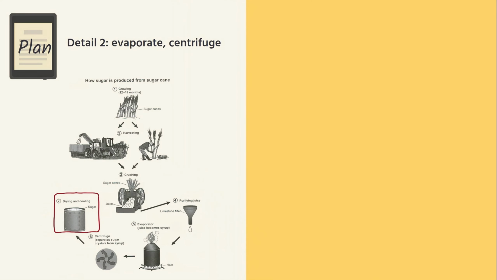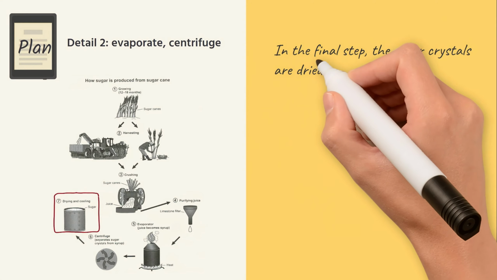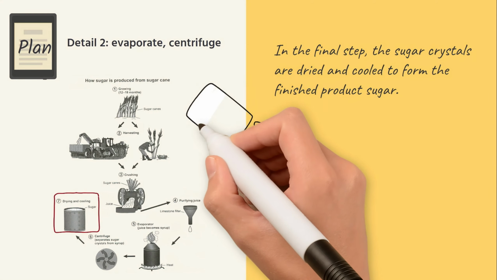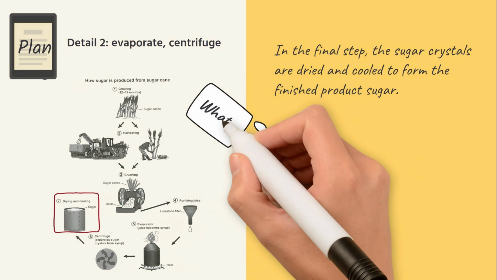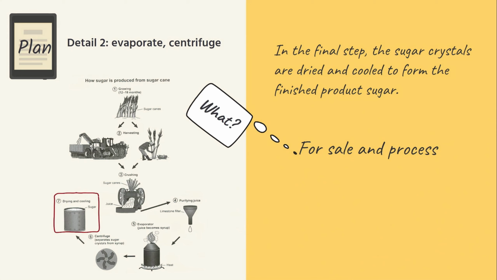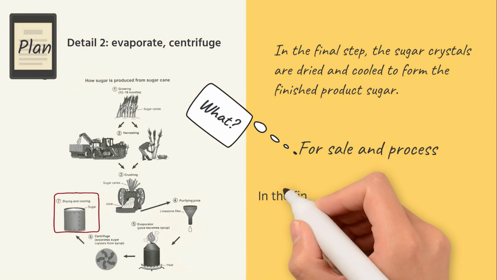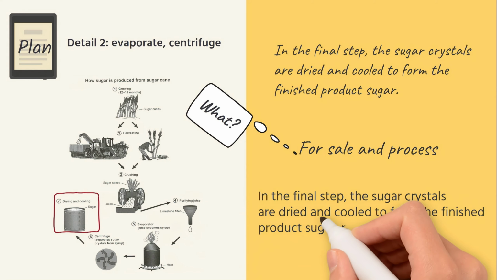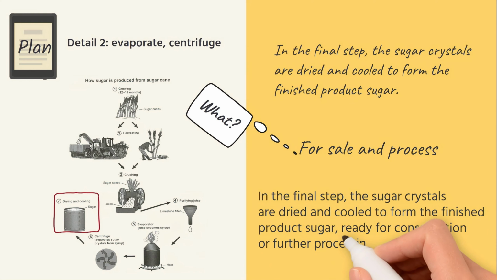For the final step, the short sentence: in the final step, the sugar crystals are dried and cooled to form the finished product, sugar. Most students might choose to end the sentence here, but I would ask, what is the finished product for? For sale and processing. So the sentence can then become: in the final step, the sugar crystals are dried and cooled to form the finished product, sugar, ready for consumption or further processing.